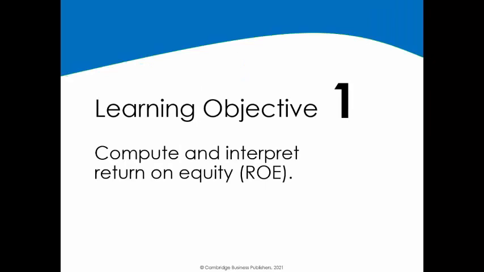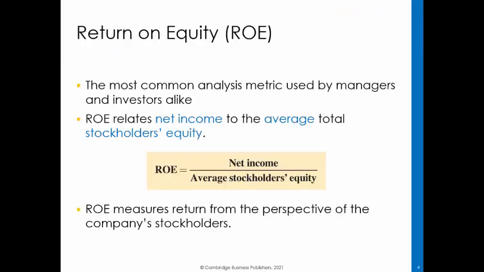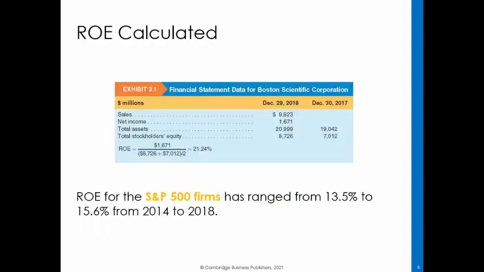In this learning objective, we will learn how to compute and interpret return on equity. The most common analysis metric used by managers and investors alike is return on equity, a powerful summary measure of company performance defined as net income divided by average stockholders' equity. ROE relates net income to the average total stockholders' equity from the balance sheet. It measures returns from the perspective of the company's stockholders.